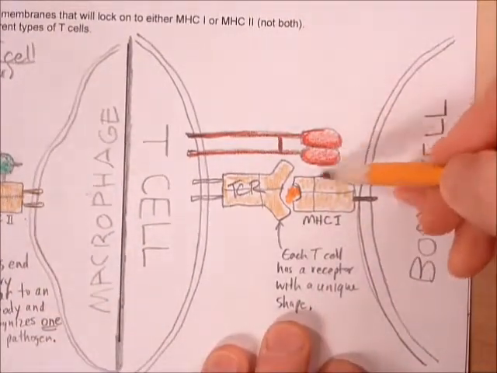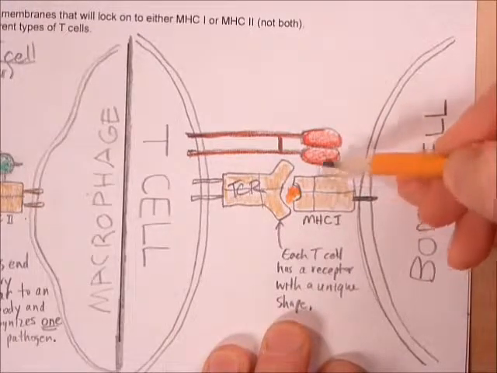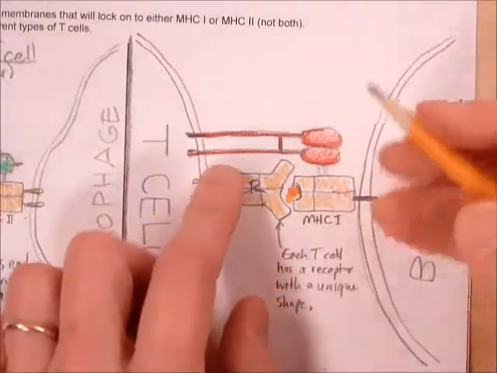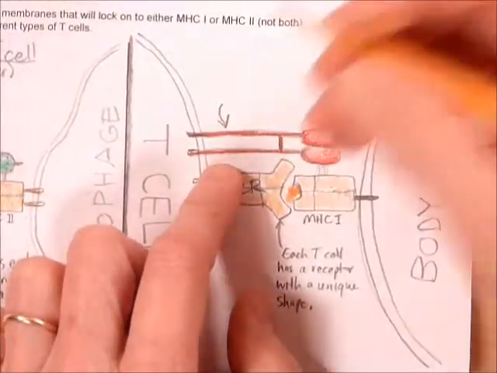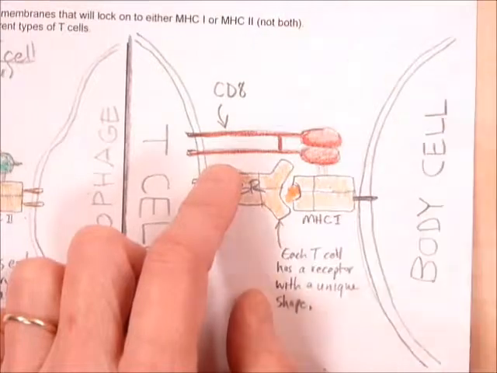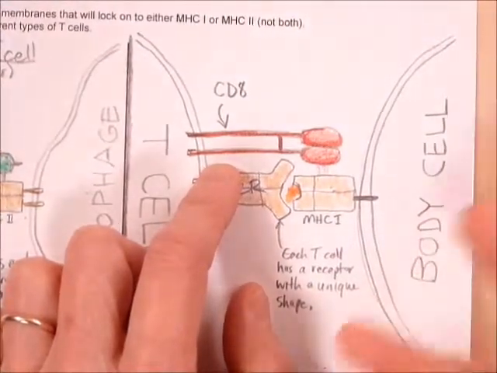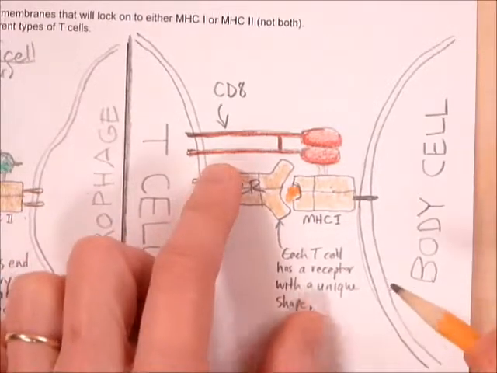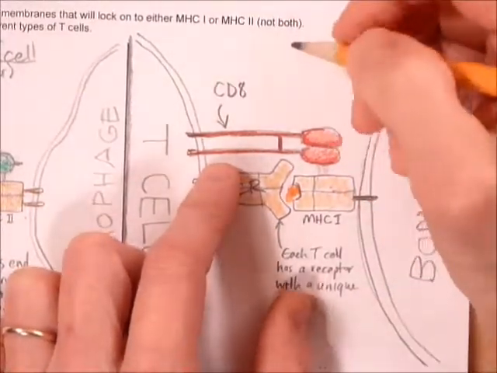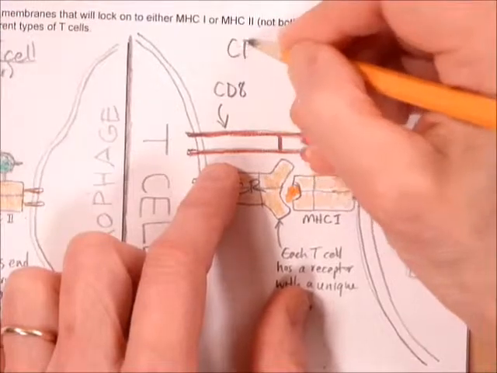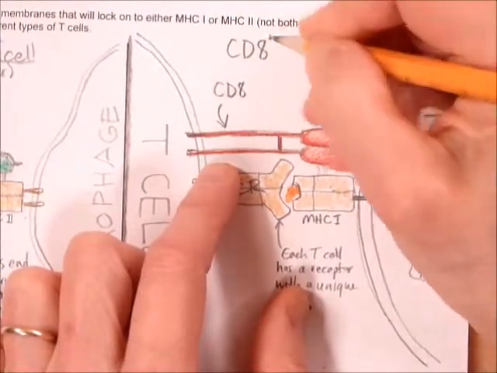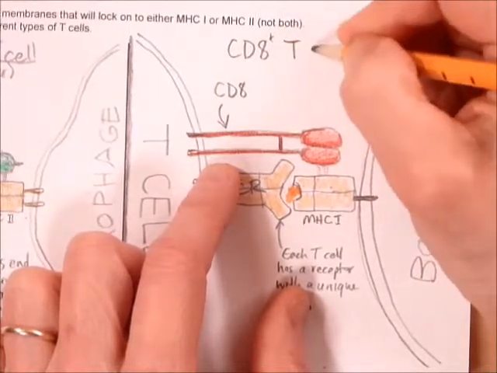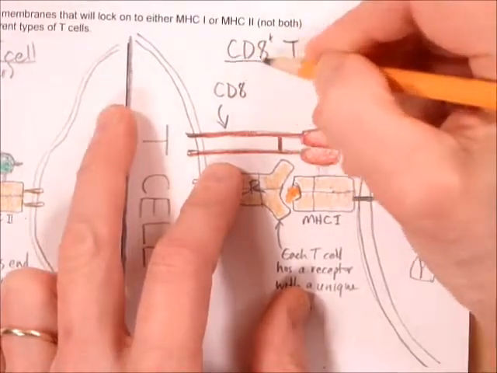So this is going to recognize, right? It's designed to recognize MHC1. And this has a name. It's a CD. This is CD number 8. Well, maybe it could have been 6 or 7 or 15 or whatever, but in the order of discovery, it's number 8. So this type of cell is called CD8. If you want to put plus, you can, but that's okay if you don't. It means it has it. It's positive for that. CD8 cell.